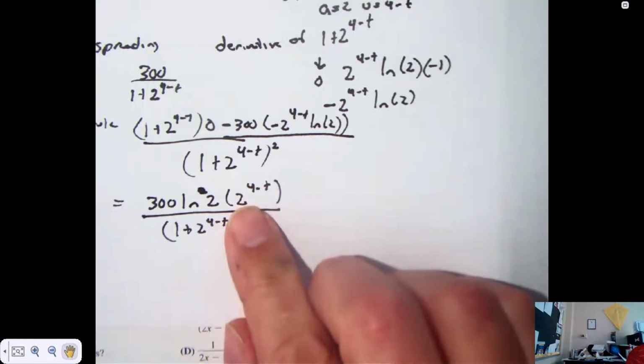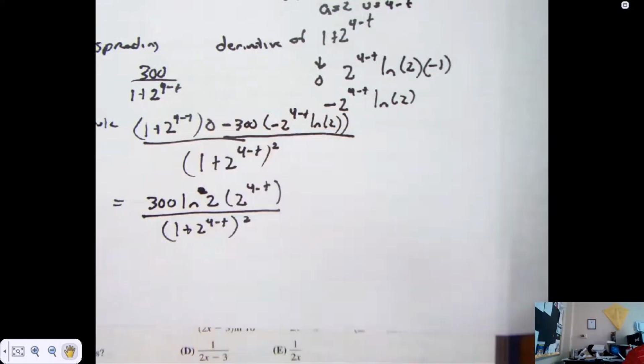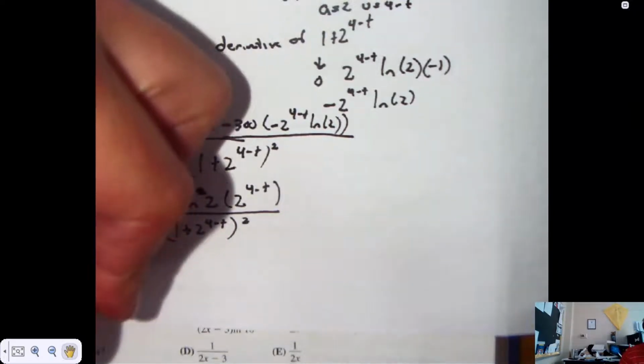Now the negatives cancel. There's probably something you can do with that to make it a little prettier, but it's an intermediate step. It's not even what the answer is. The question says how fast is the rumor going after 4 days, right? So are we in a position to plug in a 4? Yeah. So we can plug our 4 in.